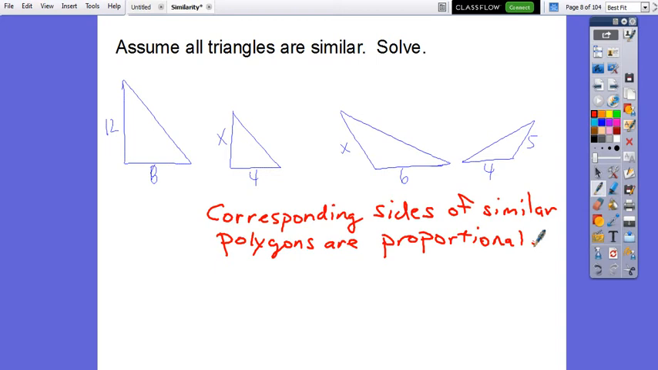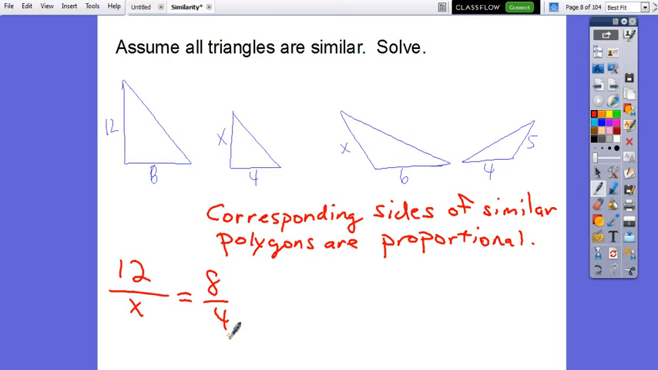So for this triangle, we're going to set up this equation. 12 over x equals 8 over 4. Now, I cannot put 12 over 4 because does 12 correspond to 4? No. We want to make our ratio, our fraction, based on the corresponding parts. So 12 corresponds to x, so I'm going to put 12 over x. 8 corresponds to 4, so I'm going to put 8 over 4.